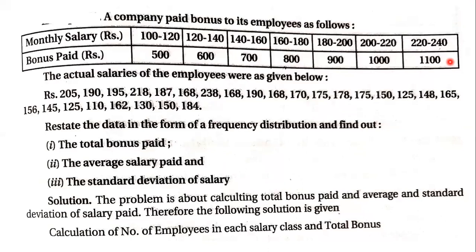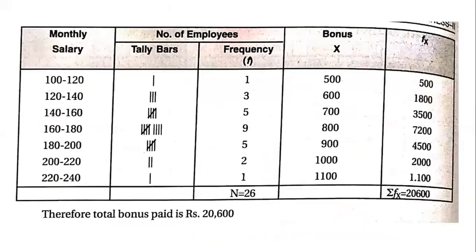Now, after finding out bonus, the next thing for us is f into x, that is frequency into bonus. So we will be multiplying frequency into bonus to calculate the arithmetic mean. So that is the very simple problem which we are going to solve here. So let's go on and solve from the first column.